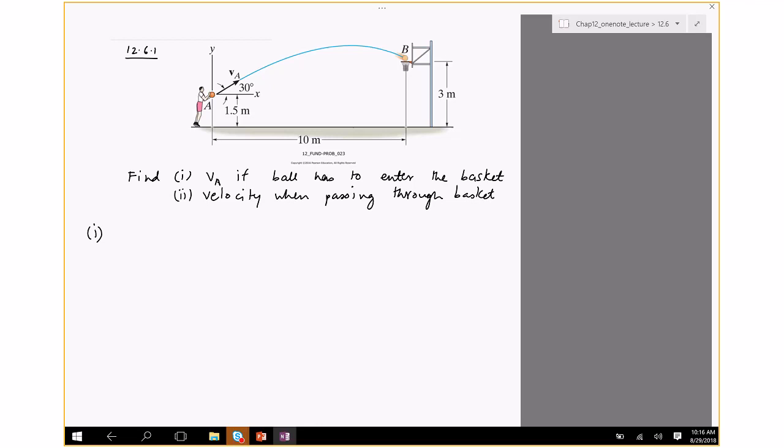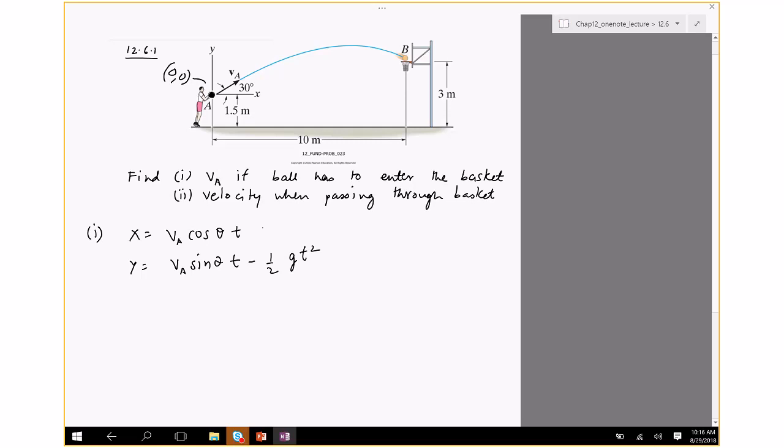So I'm going to use that fact. Here the coordinate system is chosen to be here. This is 0, 0. So what I'm going to do is write the position as a function of time. This is a formula which I had written down earlier. X equals VA cosine theta t, and y is VA sine theta t minus half g t squared.